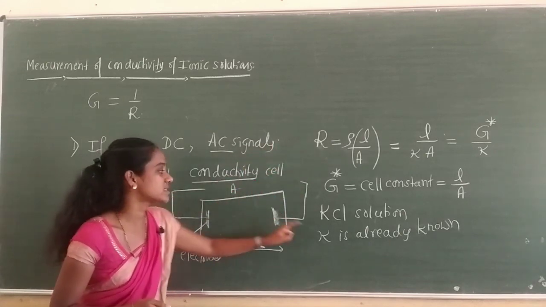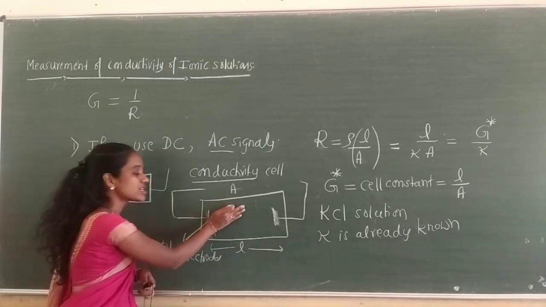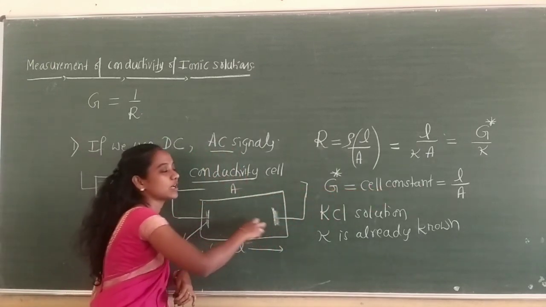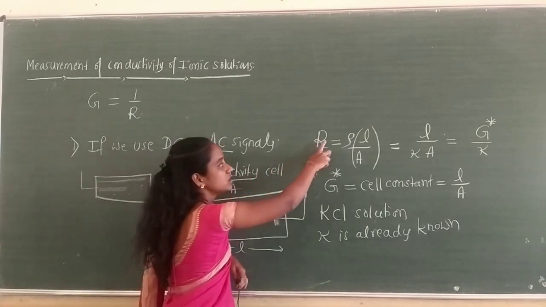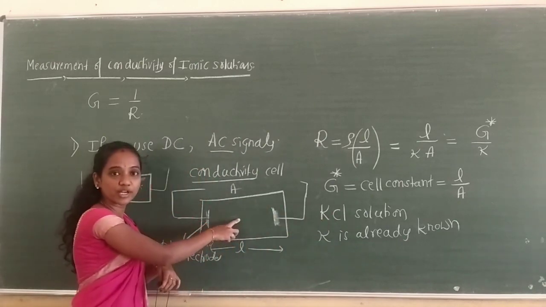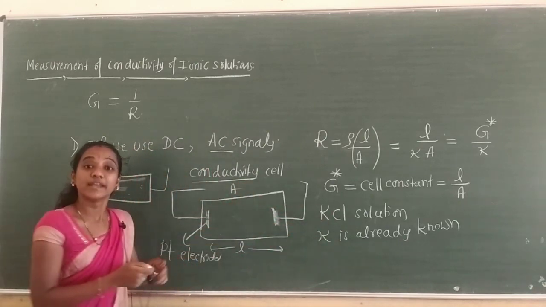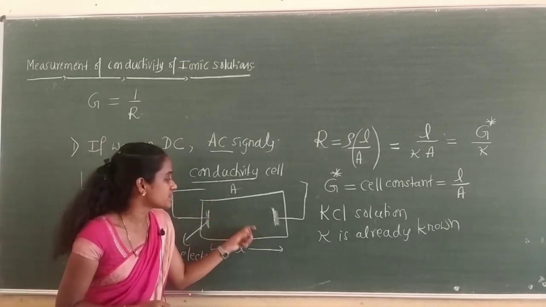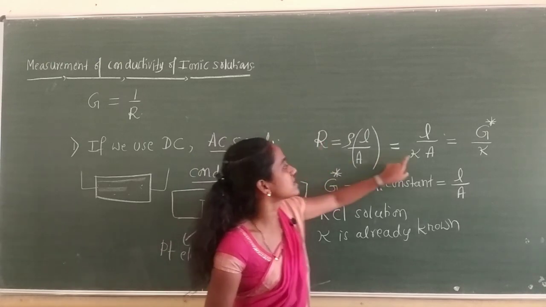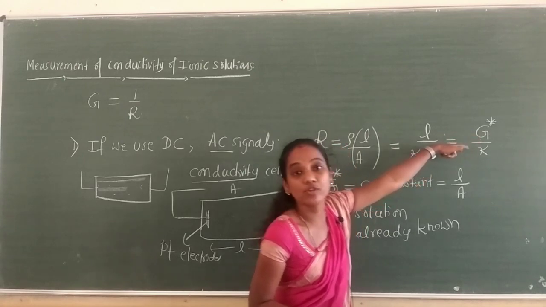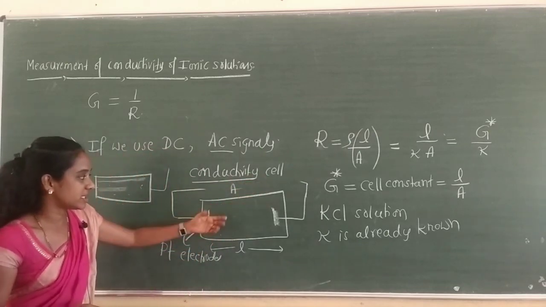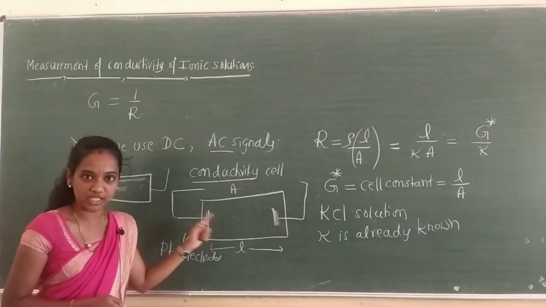Once the resistance and conductivity of potassium chloride solution are known, we can find out the cell constant of that particular cell, isn't it? Since it is a potassium chloride solution, its conductivity as well as resistance is already known. By substituting these two terms, resistance and conductivity, one can calculate the cell constant. Now we have the cell constant, the L by A ratio of this conductivity cell.